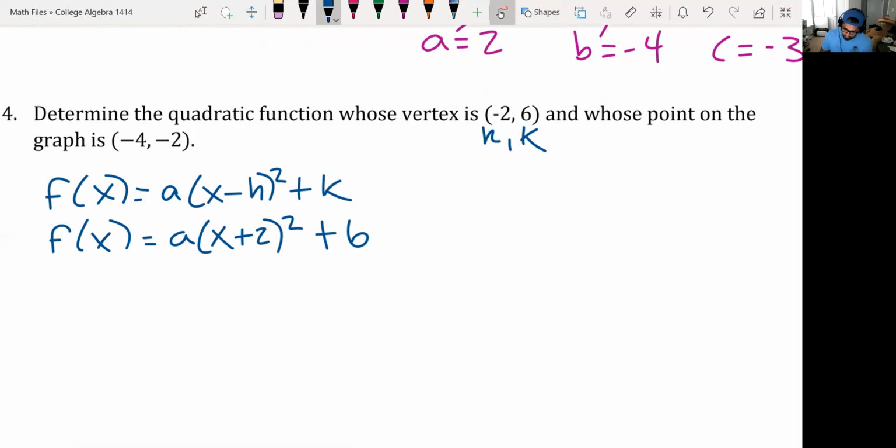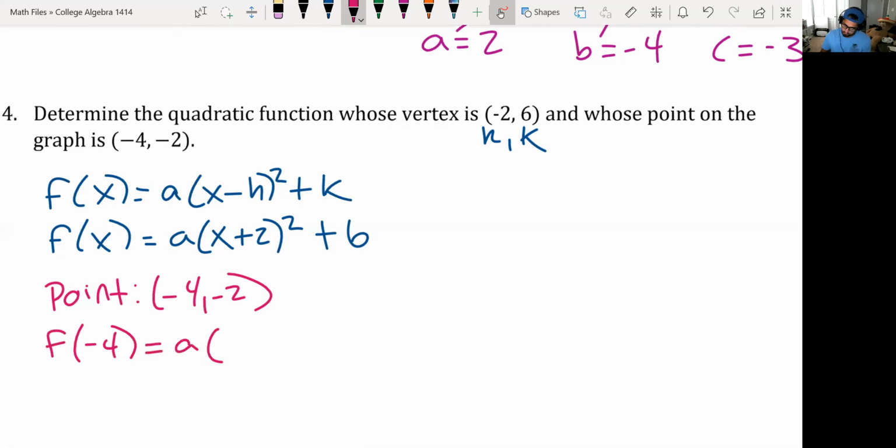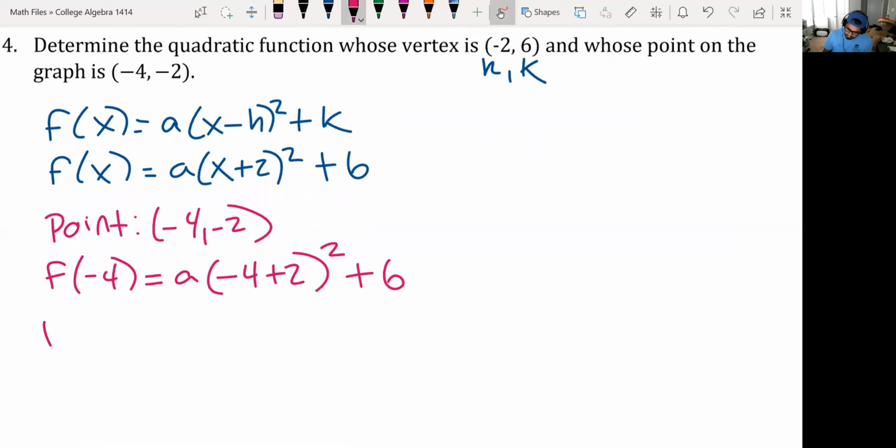Now use the point to plug it in. When I plug in negative 4, the point is (-4, -2). So you'll get f of negative 4 equal to a times negative 4 plus 2 squared plus 6. We plug in negative 4 for all the x's, and simplify. It equals a times negative 2 squared plus 6.